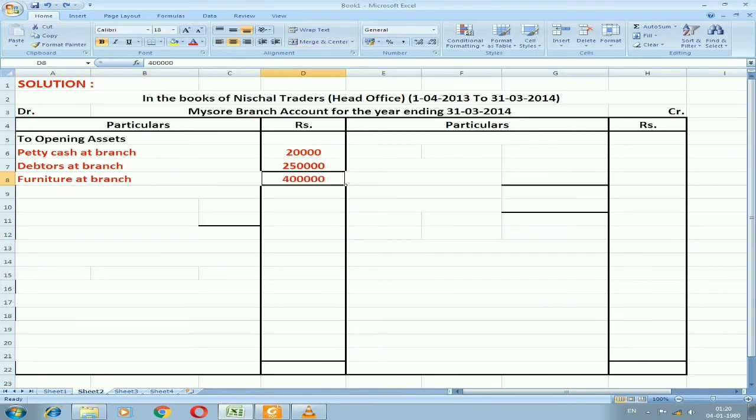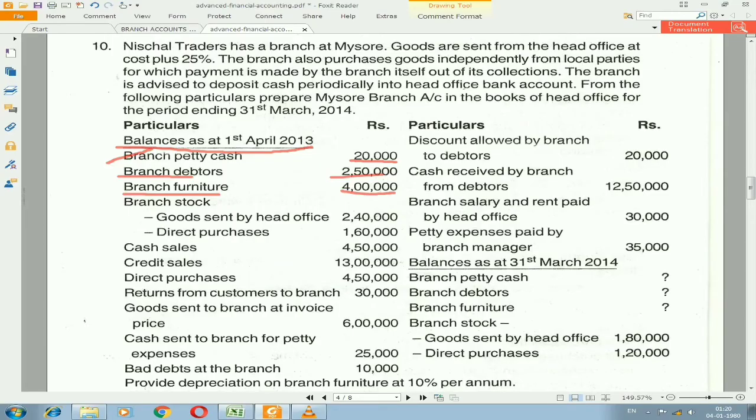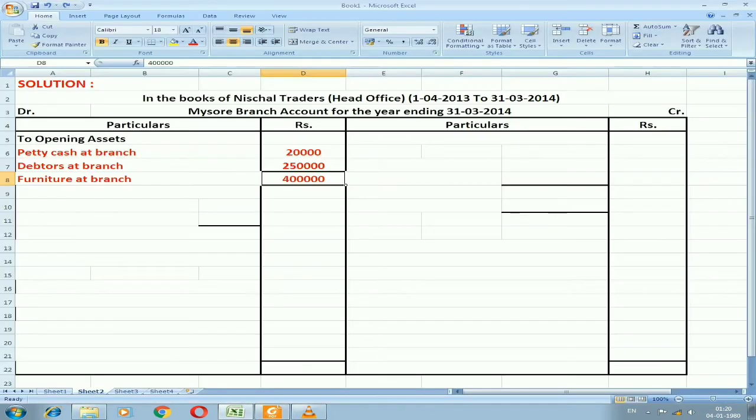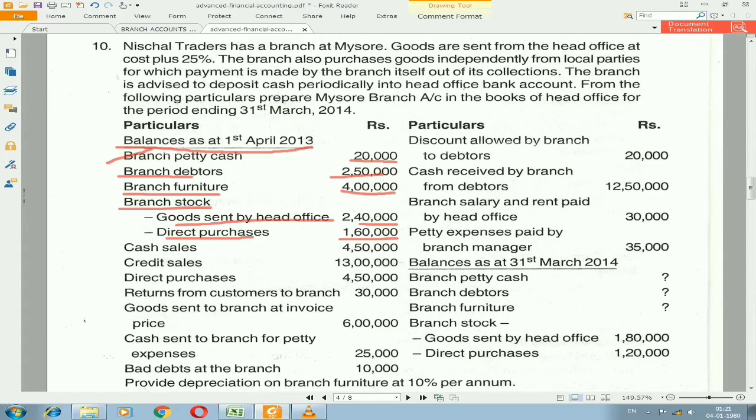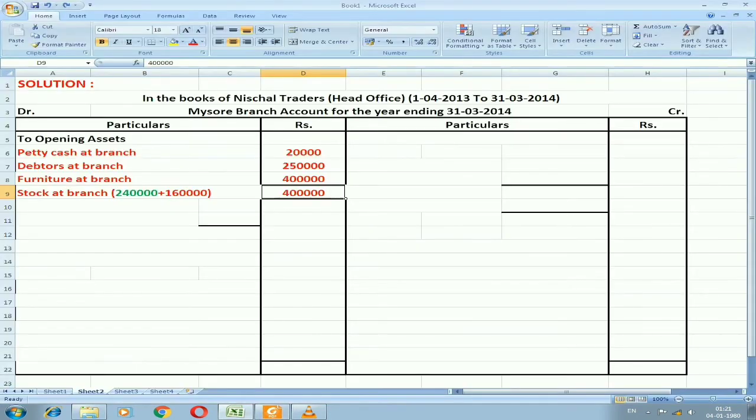And then we have stock, which is both received by the head office as well as directly purchased by the branch. Both will be taken into account, amount of rupees 4 lakh. Then we need to record, and you can see we don't have any other opening assets. Then we need to start with opening liabilities on the credit side.